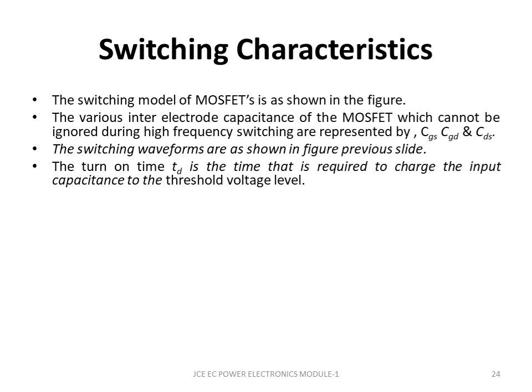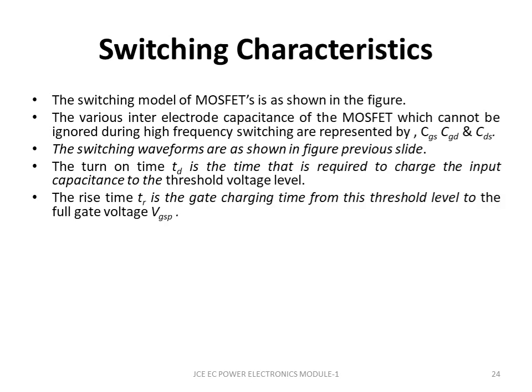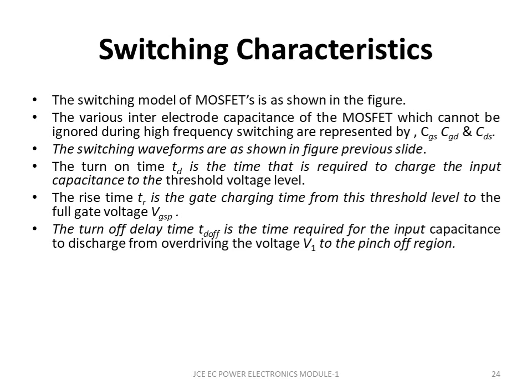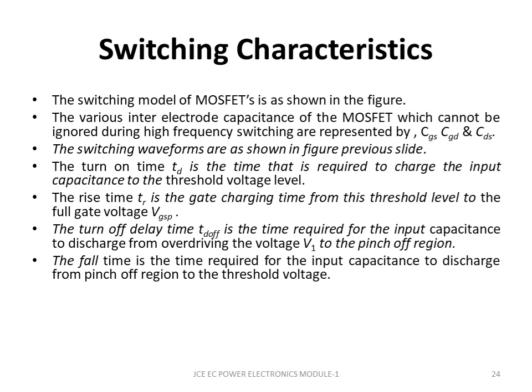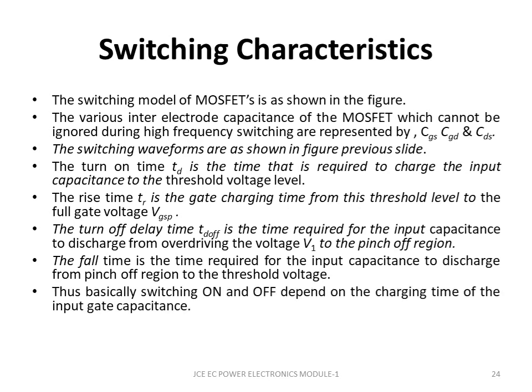The turn-on delay time TD is the time that is required to charge the input capacitance to the threshold voltage level. The rise time TR is the gate charging time from this threshold level to the full gate voltage VGSP. The turn off delay TD off is the time required for the input capacitance to discharge from the overdriving voltage V1 to the pinch off region. The fall time is the time required for the input capacitance to discharge from the pinch off region to the threshold voltage. Thus, basically, switching on and off depends on the charging time of the input capacitance.